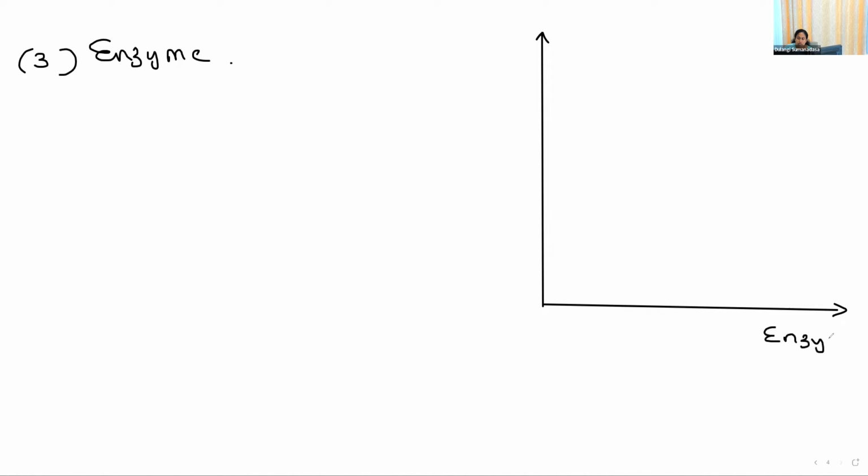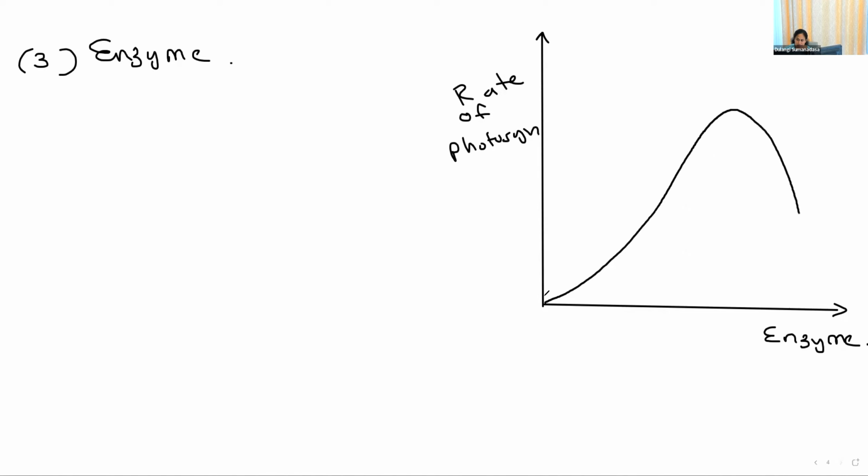Label the axes. What we are changing is the enzyme. Because of the enzyme, how is the rate of photosynthesis going to change? Or you can say the amount of glucose produced. Plot the graph. The rate of the reaction is going to increase up to the maximum and then it's going to come down.